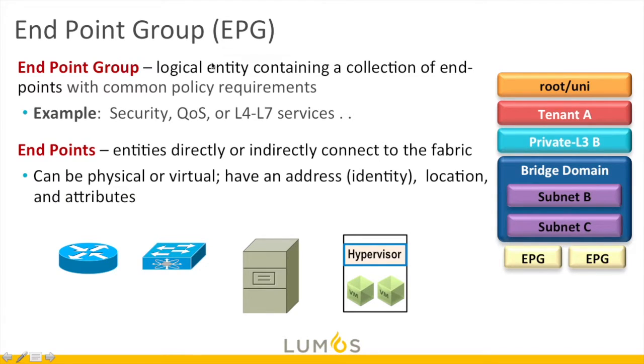Now let's talk about endpoint groups. An endpoint group is a logical entity containing a collection of endpoints with common policy requirements. Common policy requirements might be security, QoS, access to layer 4 through 7 services, or redirection through layer 4 through 7 services. Endpoints are the individual units of this endpoint group. These could be virtual machines, physical servers, or even containers. So it can contain physical or virtual. They'll have an address, location, and whatever attributes. So it could be an external router, a layer 2 connection such as a VLAN, an individual host, a port group on a hypervisor, or a VM.